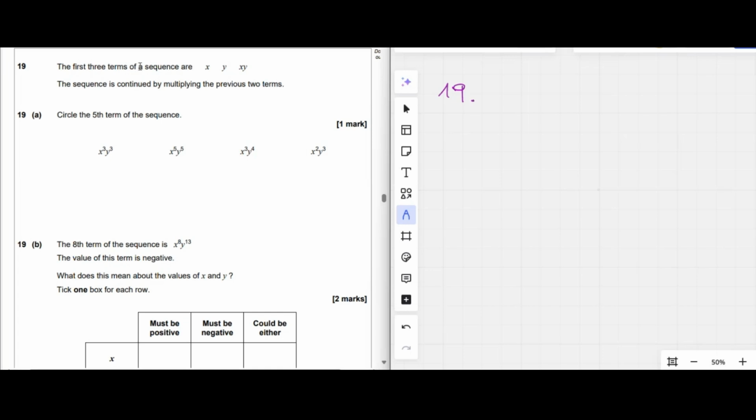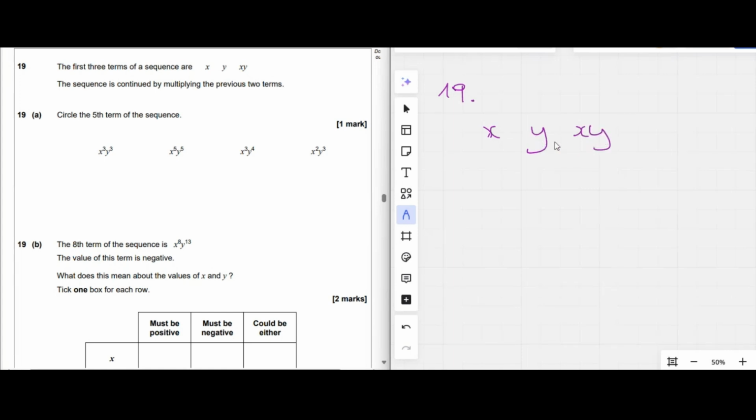The first terms of a sequence are x, y, and xy. So the sequence is continued by multiplying the previous two terms. Okay, so in fact, if we multiply x and y, it will become xy. Check with the fifth. Let's start with x, y. If we multiply them, it will be xy.